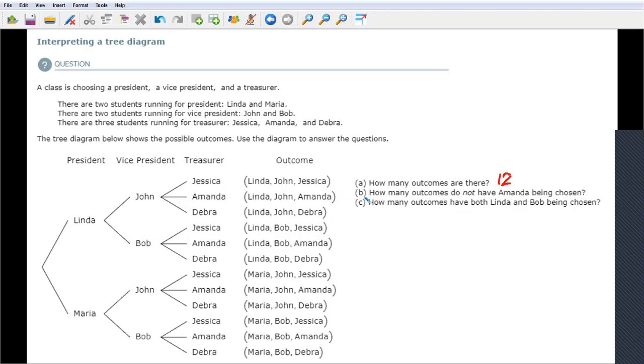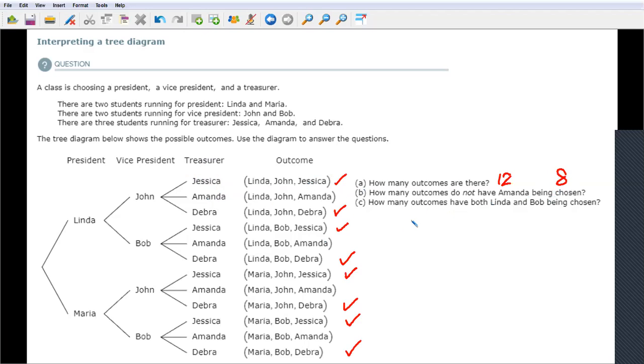The second question that we're being asked here is, how many outcomes do not have Amanda being chosen? So we're looking for outcomes over here that do not include Amanda. Amanda was one of the students that was running for treasurer. So we've got this one, this one, this one, this one, this one, this one, this one, and this one. So there's 8 outcomes where Amanda is not chosen.